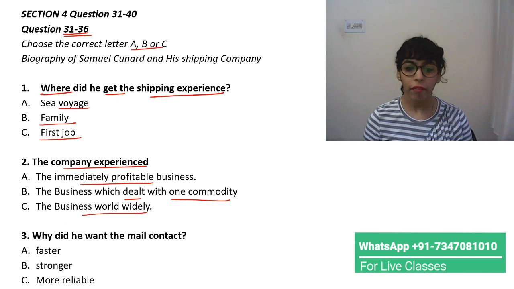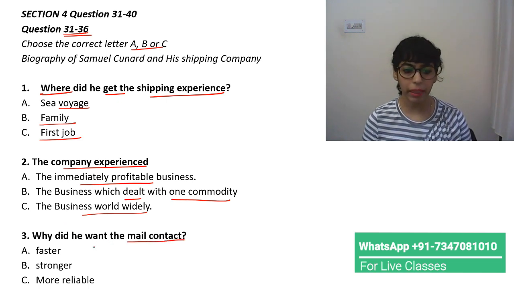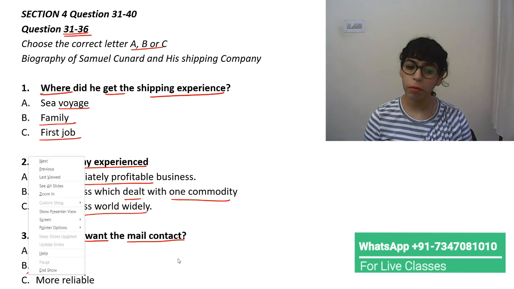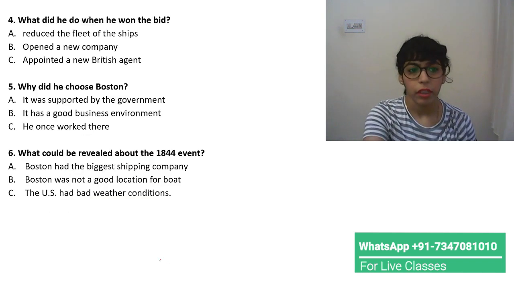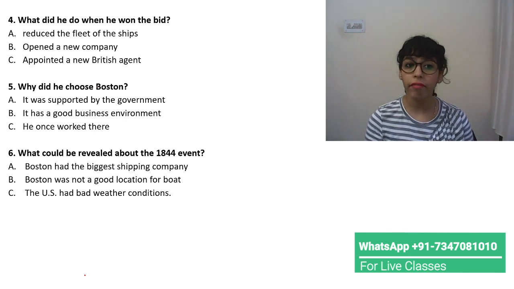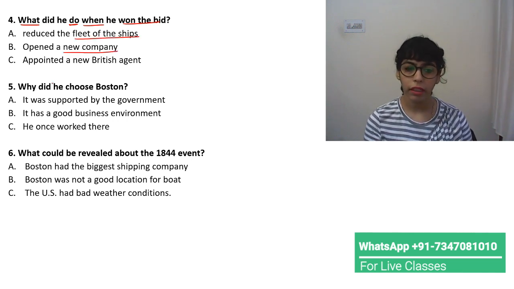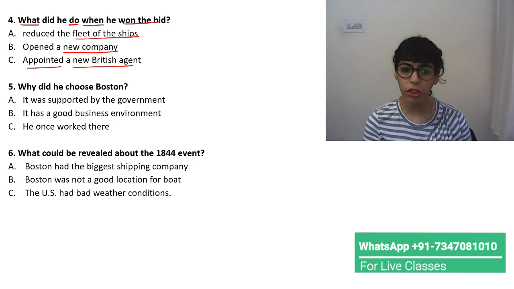So that's the thing. Why did he want the mail contract? Why did he want the mail contract? Faster, stronger, more reliable. We need to listen for specific keywords. Was it faster? Was it stronger? Or was it more reliable? What did he do when he won the bid? So what did he do when he won the bid? Reduce the fleet of ships, opened a new company, appointed a new British agent.